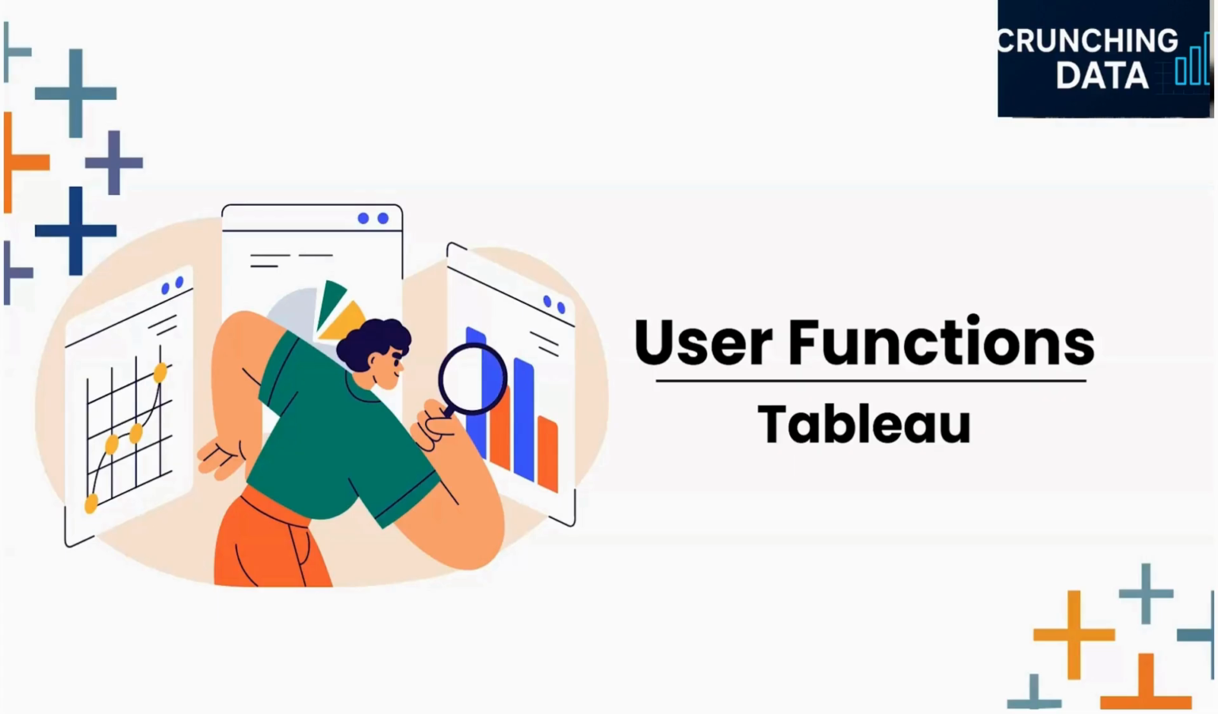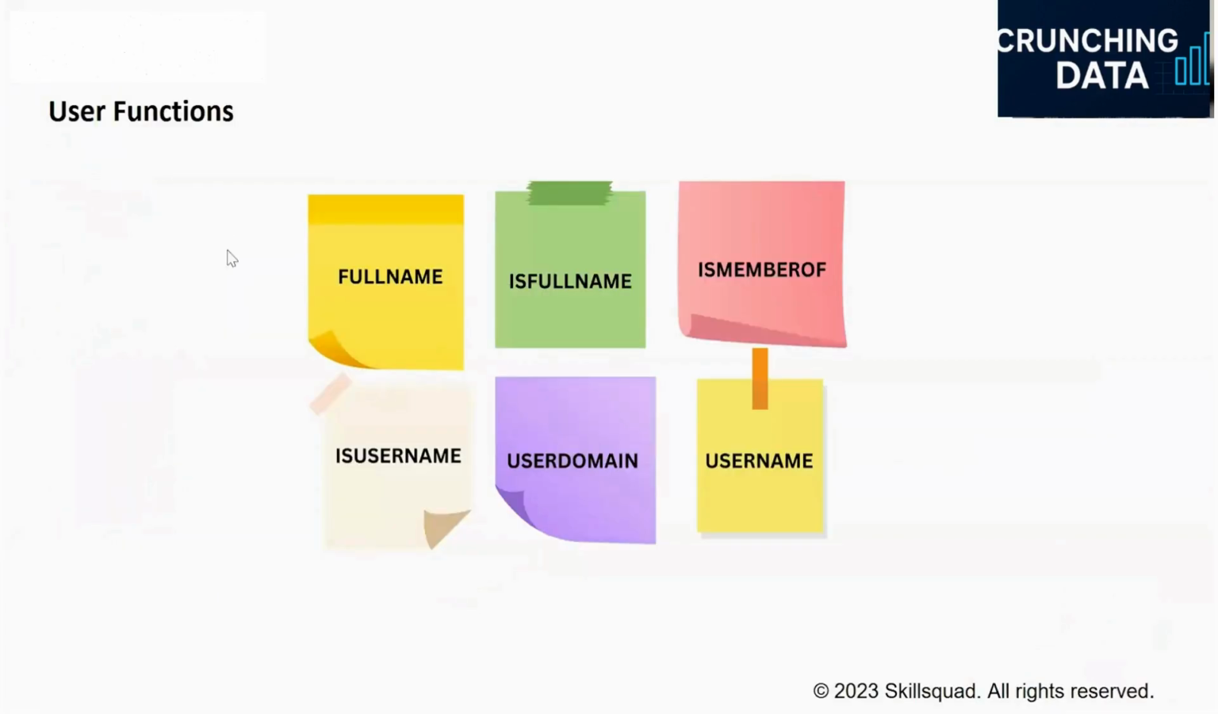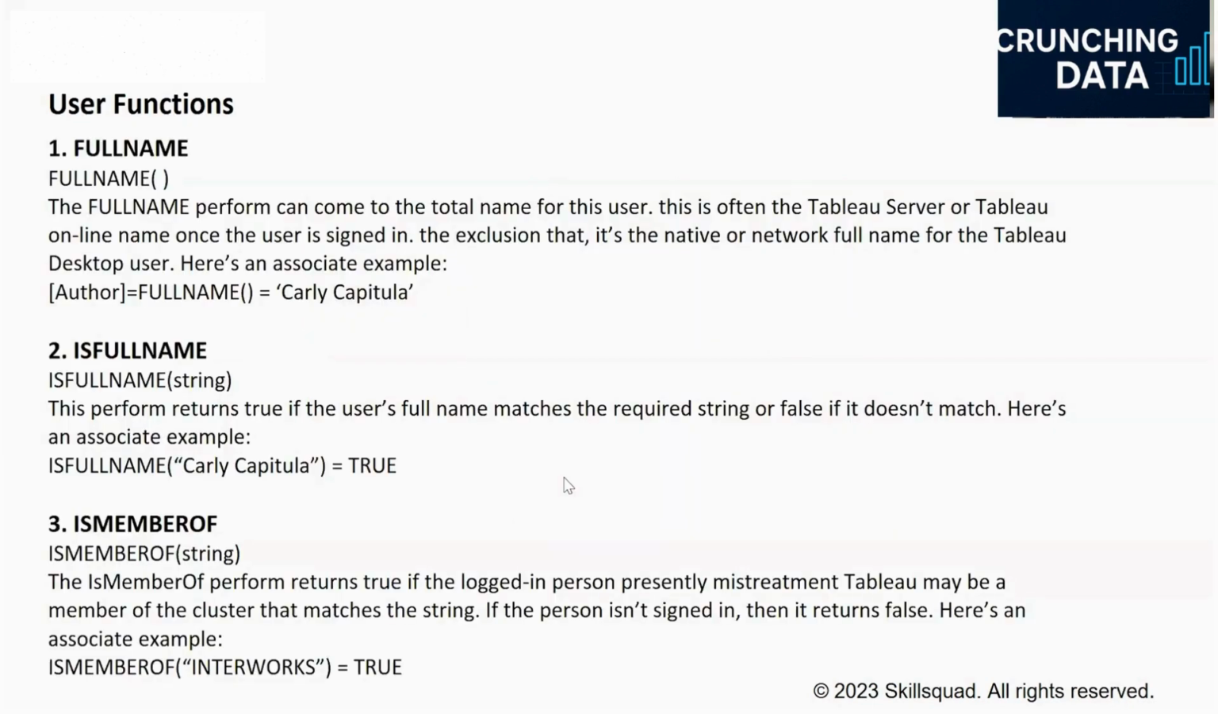Here are some of the commonly used user functions in Tableau. The first one is the full name. The second one is ISFULLNAME. Third one is ISMEMBEROF. Fourth is username. The fifth is the user domain. And the sixth one is the username. Now let's try to understand them one by one.